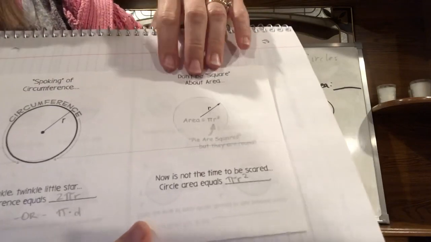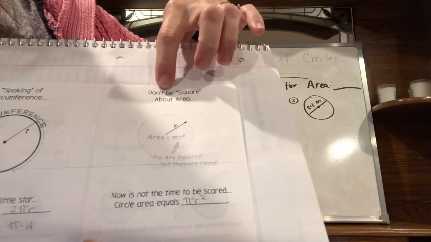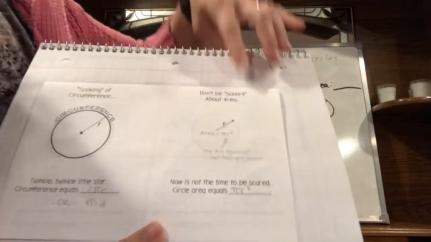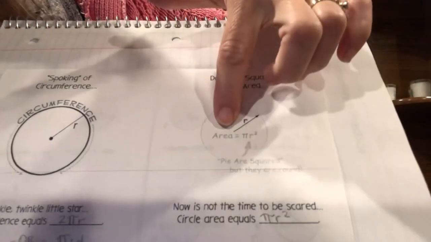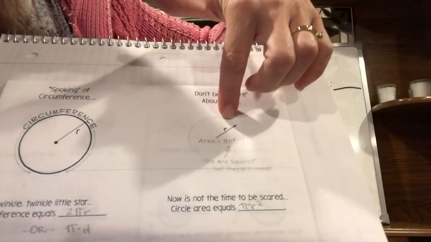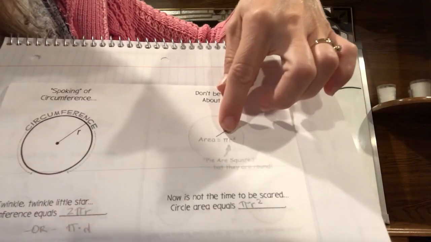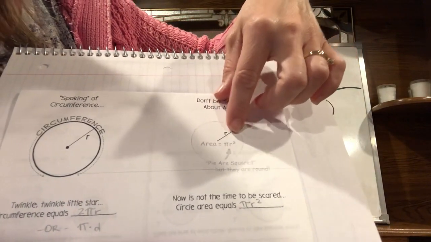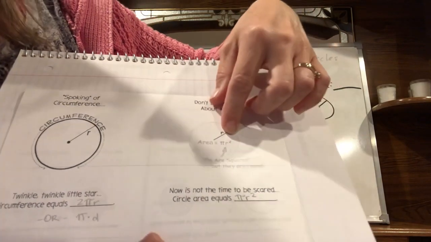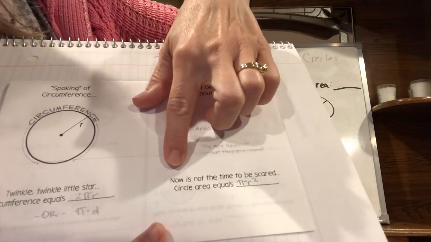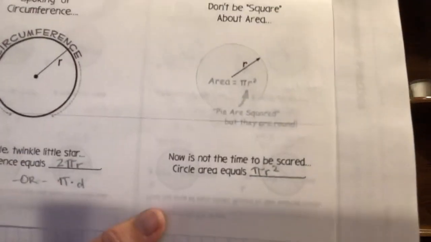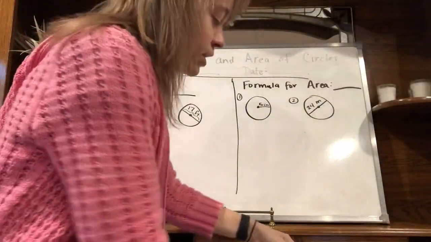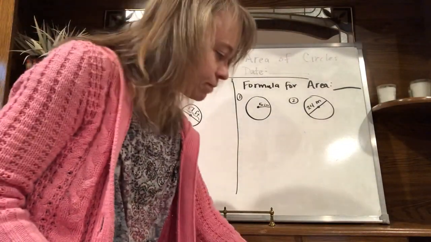On the other side, we're also going to be talking about area. It says, don't be square about area. It says pi r squared, but they are round. Ha ha. So we have another circle here. Going from the center out is your radius. Your formula for area is pi r squared, so pi times the radius squared. Here's my little rhyme: now is not the time to be scared, circle area equals pi r squared. I love little silly, cheesy things like that to help us remember.